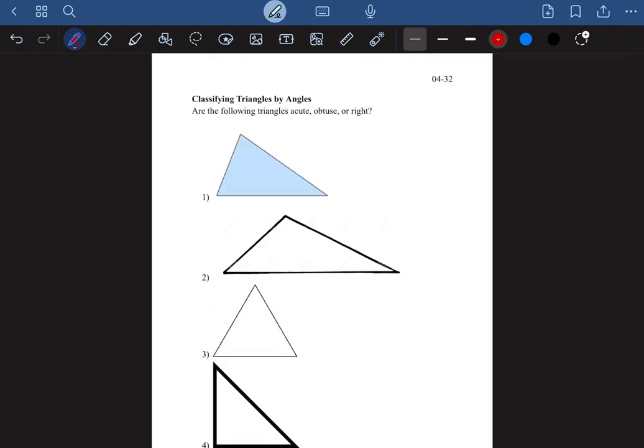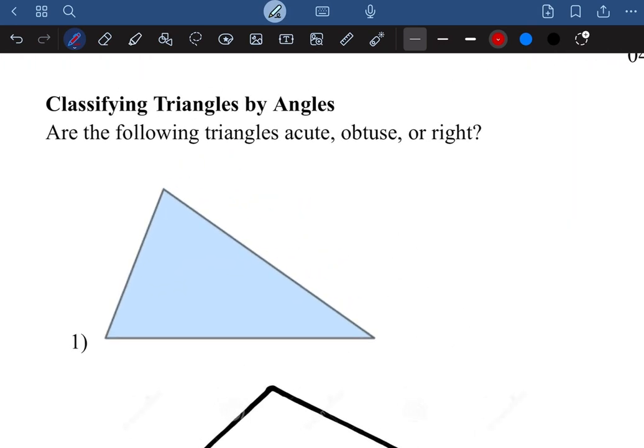Classifying triangles by angles. Are the following triangles acute, obtuse, or right? So acute angles are angles that are smaller than 90 degrees. Obtuse is greater than 90. And right angles are equal to 90.